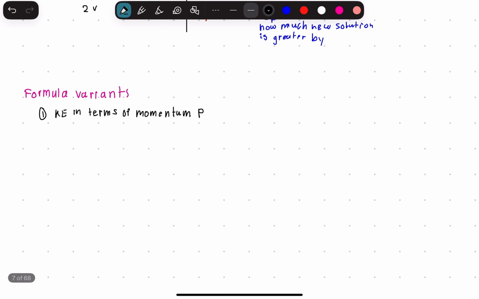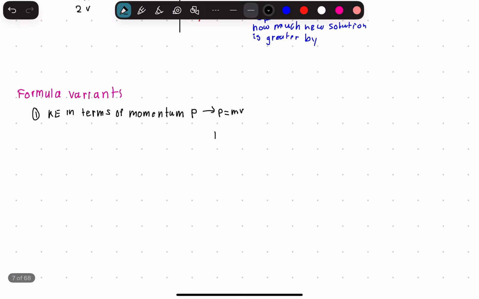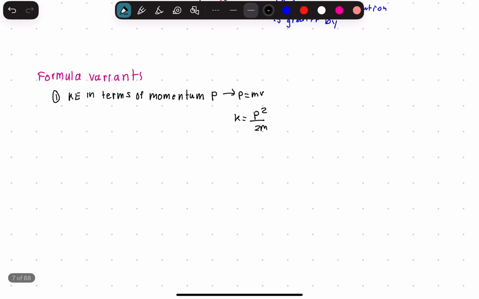So what's the definition of momentum again? It's just going to be p is equal to mv. And let's rewrite kinetic energy using momentum. So rewriting it, we get K is equal to p squared divided by 2m. That's a formula you should know. And this formula is useful when you are working with a problem that gives momentum but not velocity.